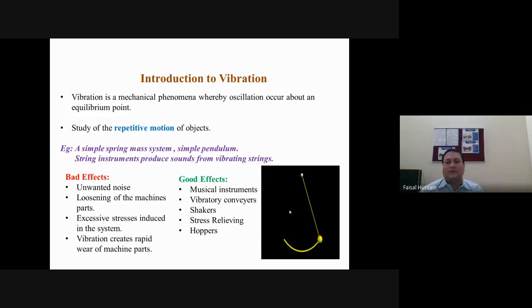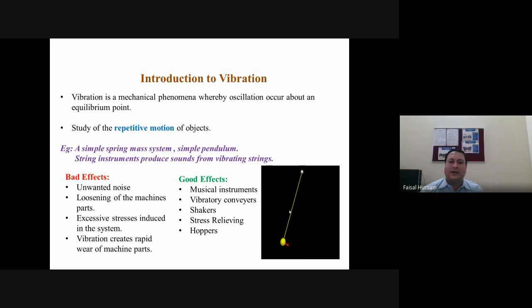In this figure, the animated video, you can see that a pendulum is oscillating with respect to its equilibrium position. Continuously, it is oscillating towards the right or towards the left. Whenever the position of the pendulum changes from the mean position to the right or to the left, oscillations will be developed, as a result of which vibrations will be induced in the system or a body. So this was an example of a simple pendulum.